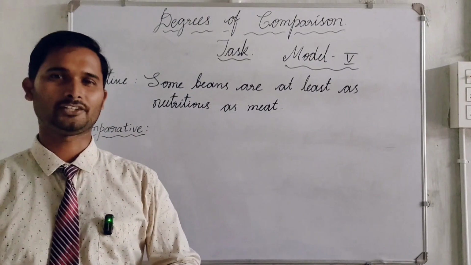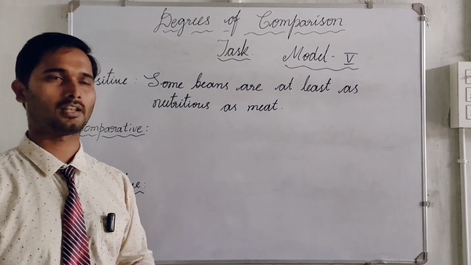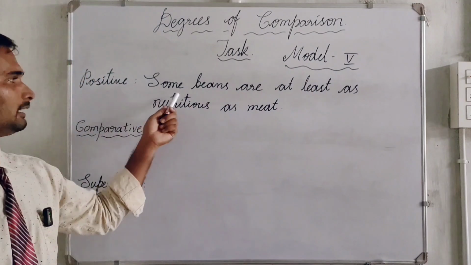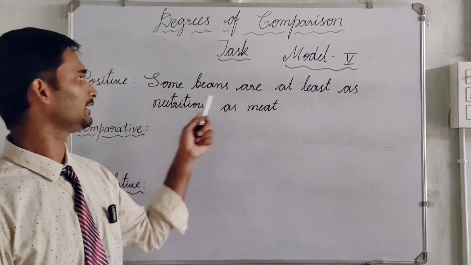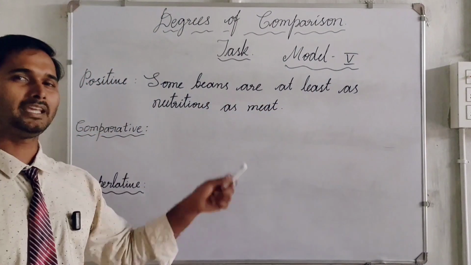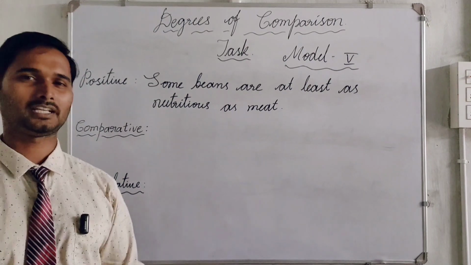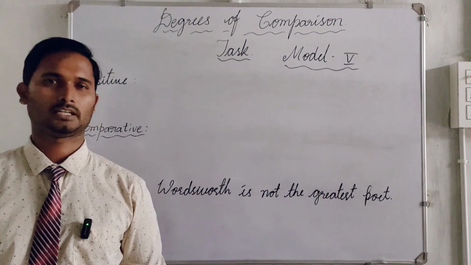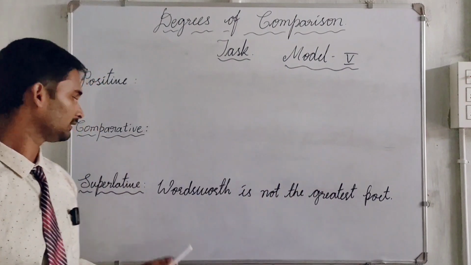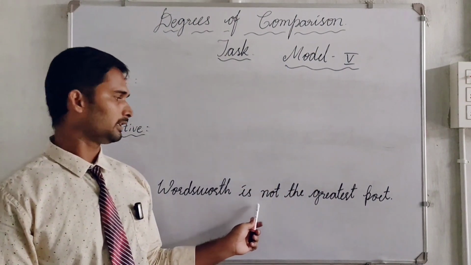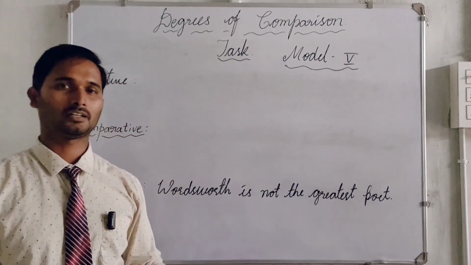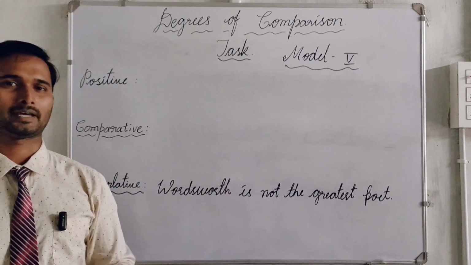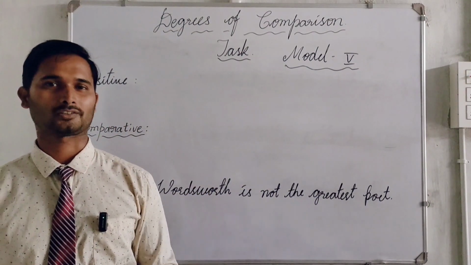Let me check how far you understood the degrees of comparison models. Model number 5, positive. Some beans are at least as nutritious as meat. May you get the answers of the comparative and the superlative? Answer them in the comment box. Another task of Model 5, superlative degree. Wordsworth is not the greatest poet. May you get the answers of the positive and comparative? Answer them in the comment box.